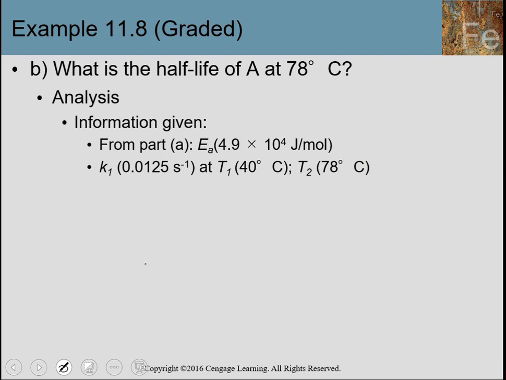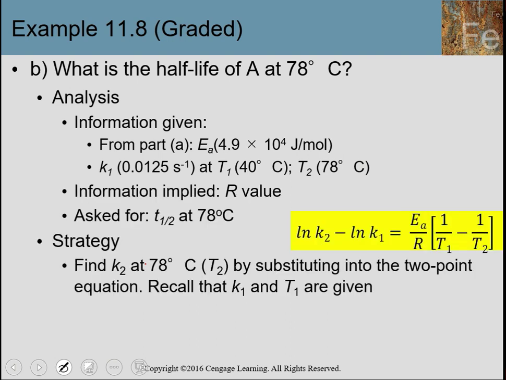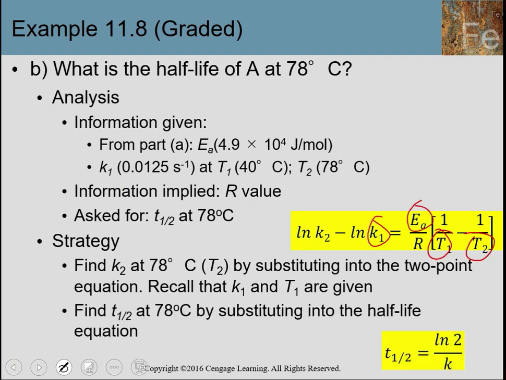And we just figured out what our activation energy is. So again, going back to the equation that we've used, the two temperature, two K equation, the Arrhenius equation, now we have two temperatures and one of the Ks. We need to get the other K. Okay, and we also have the activation energy. And then we're going to use that K in the half-life equation to find out what the half-life is.